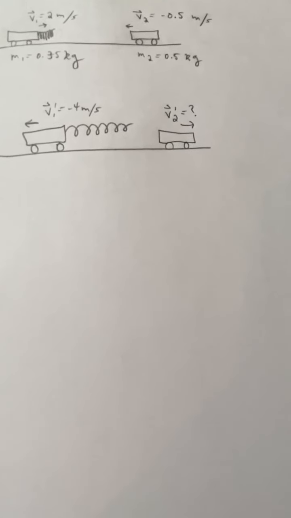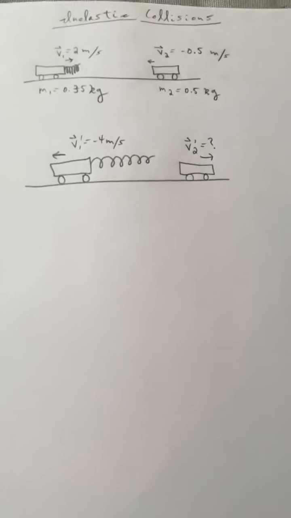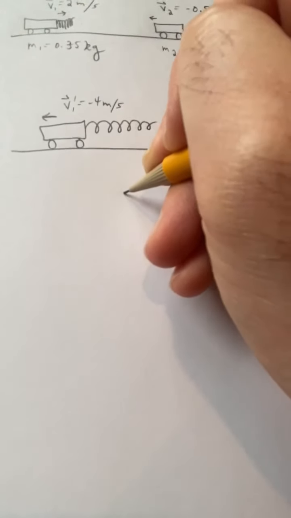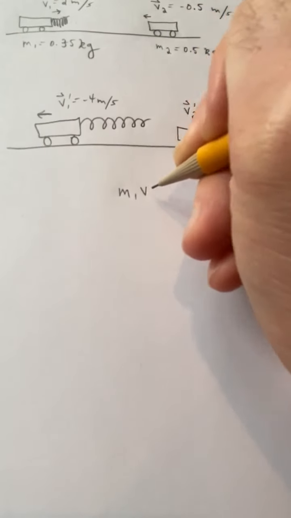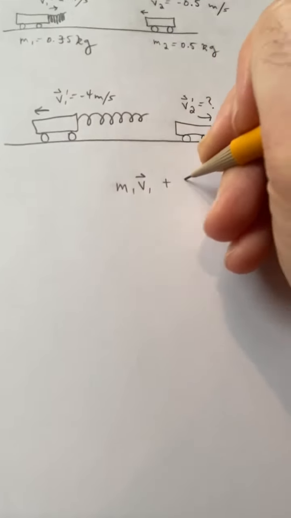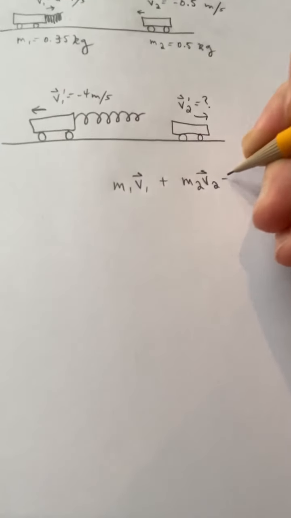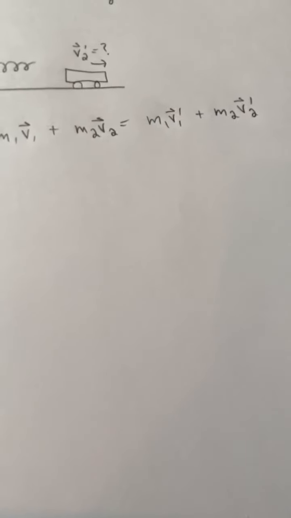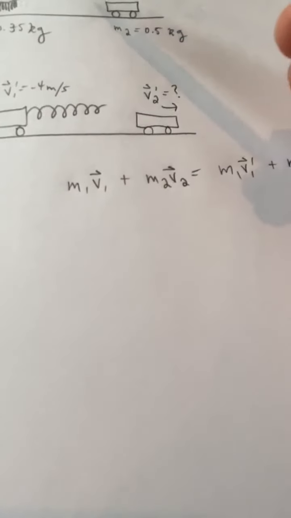You always want to start, even in an inelastic collision situation, with conservation of momentum. So m1 v1 plus m2 v2 is going to equal m1 v1 prime plus m2 v2 prime. And notice here we know almost all of these quantities. We know the initial masses and the initial velocities. The masses stay the same, but the velocities change, and there's only one of those velocities that's unknown in this case. So we can rearrange.